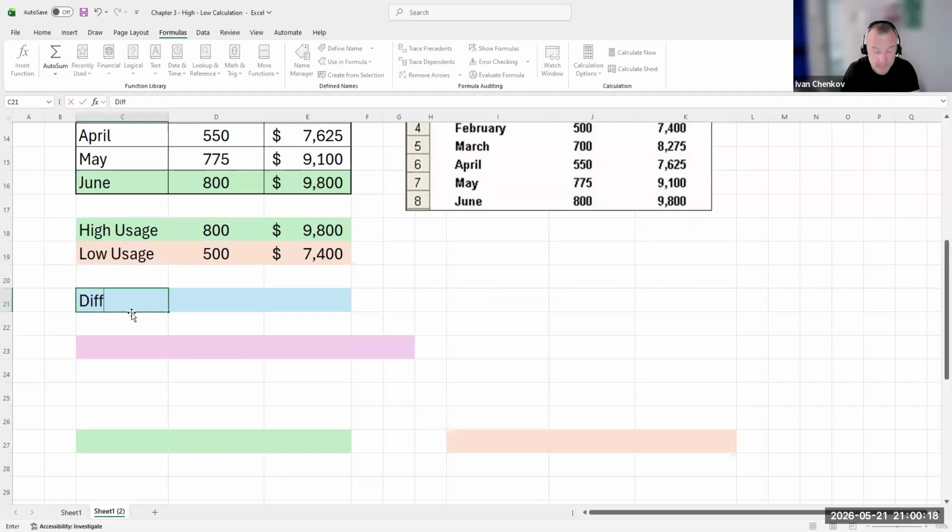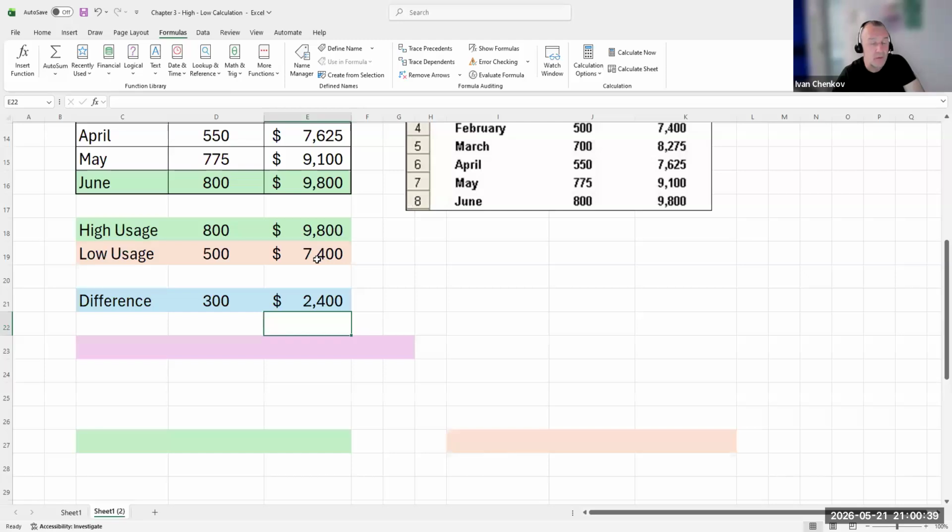Once we do this, it's very simple. We're going to find the difference. The difference between usage will be 800 minus 500. And then we're going to get 9,800 minus 7,400. Boom. Why do we need the difference? Because from the difference, now I can calculate how much is my cost per hour of usage. And the cost per hour is going to be dollar per hour.